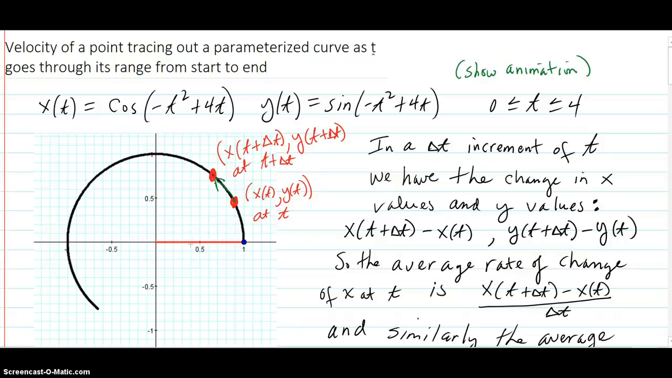We saw this parameterization before, and we saw how it traced out, going around here, coming to a stop, speeding up, really going fast back to here. So we want to learn something about the velocity of a point tracing out on the parameterized curve as t goes through its range of values, in this case from 0 to 4.